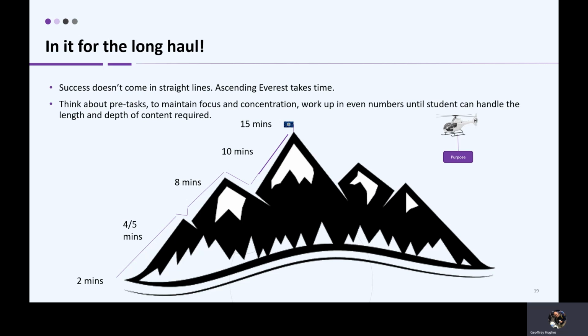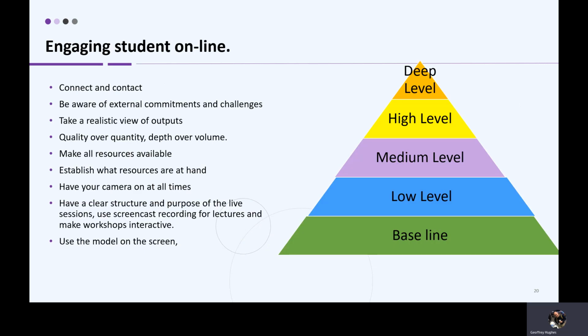Actually, this is new, this is current, this is relevant, because that's something that can engage and disengage students as well. The relevancy and the currency of the module. If you're going to be working online, make sure that you stay connected and in contact with your students, and just be aware of external commitments and challenges that students may have.